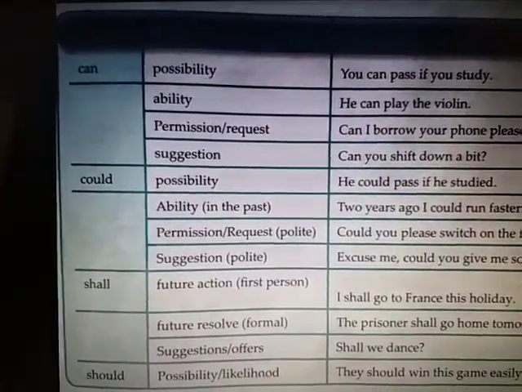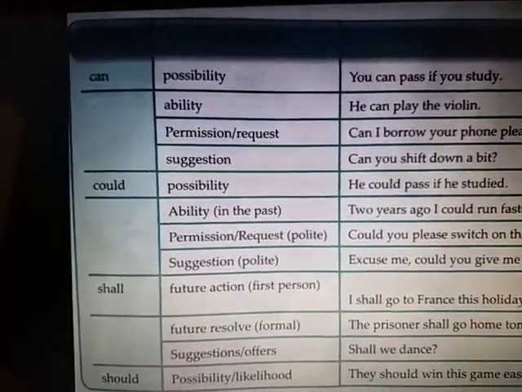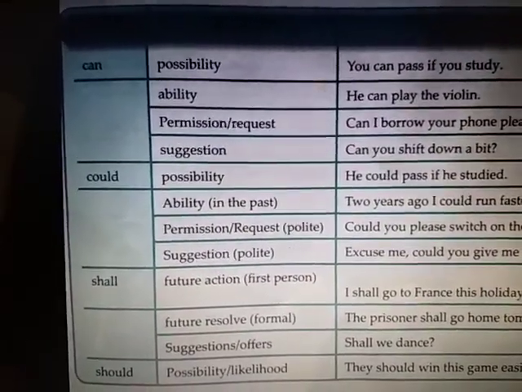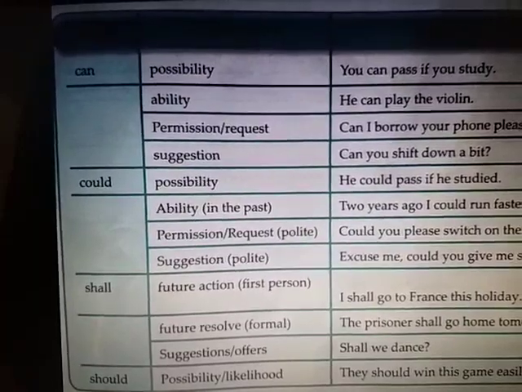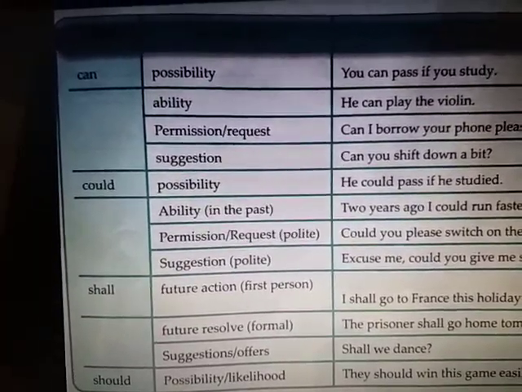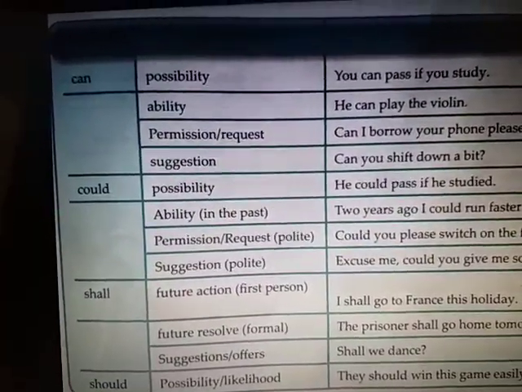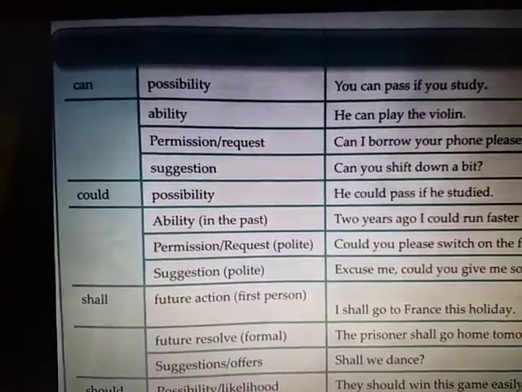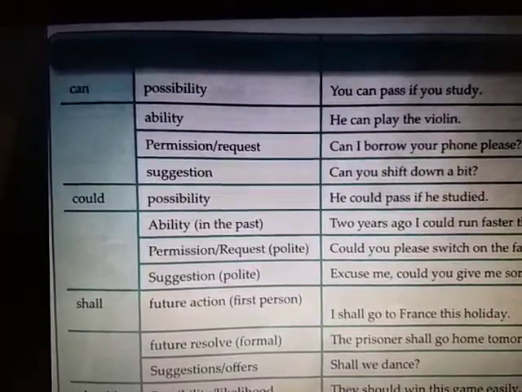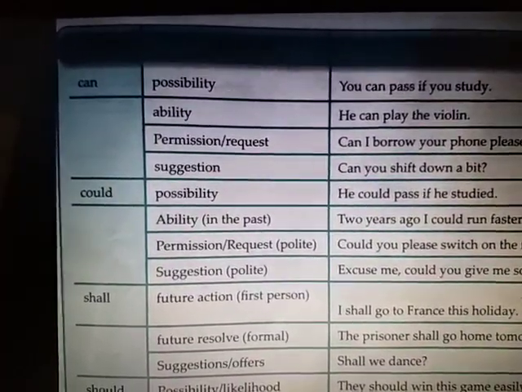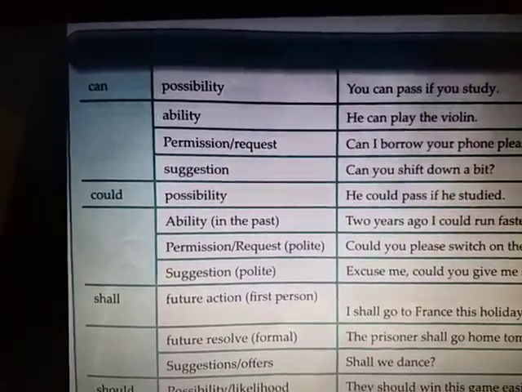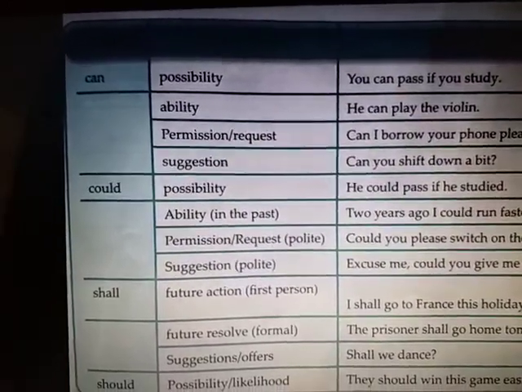Could is used for expression of possibility, ability in the past, permission or polite request, and polite suggestion. Example, we can go by train. You could play the guitar.